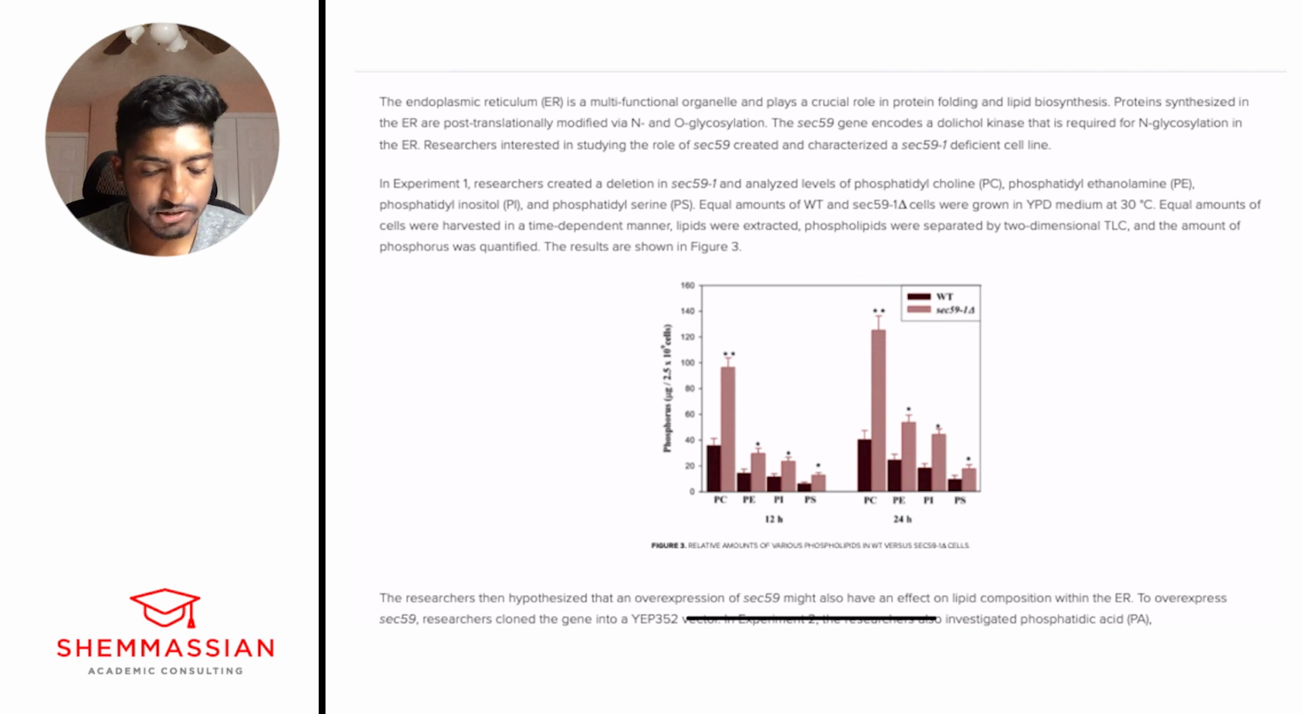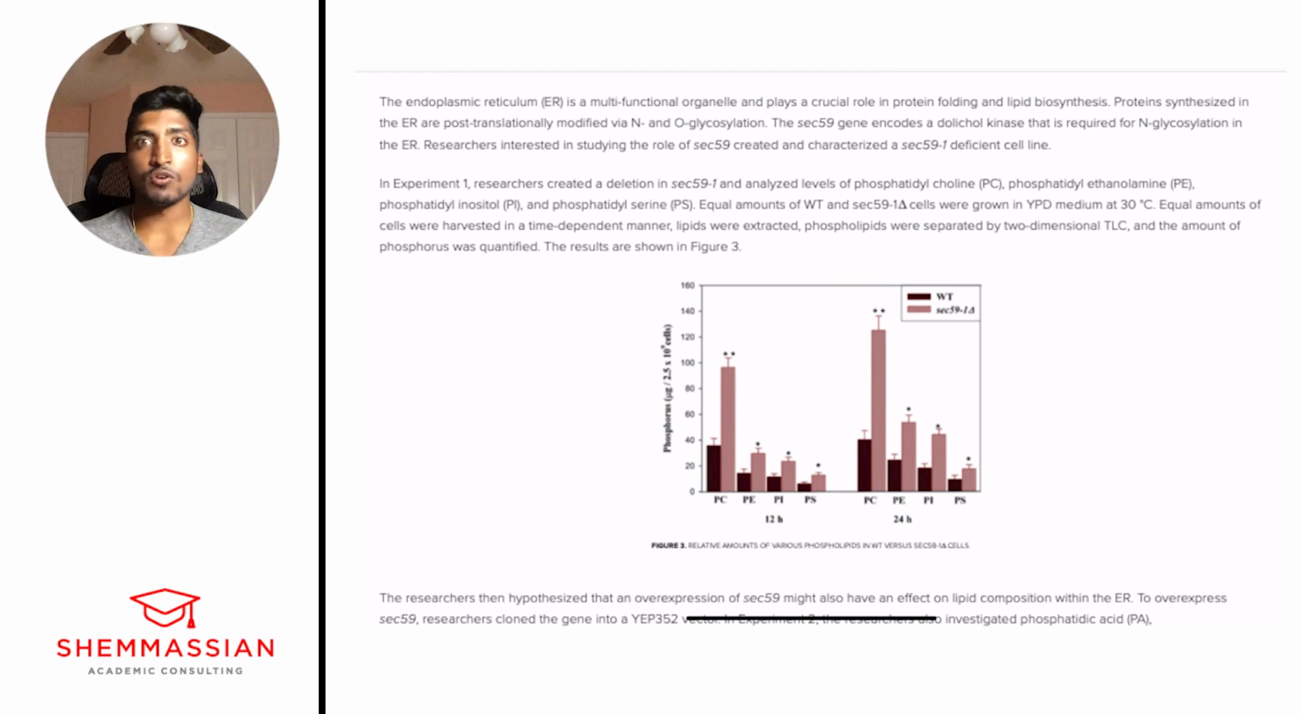The endoplasmic reticulum, ER, is a multifunctional organelle and plays a crucial role in protein folding and lipid biosynthesis. Proteins synthesized in the ER are post-translationally modified via N and O glycosylation. The SEC59 gene encodes a dolichol kinase that is required for N-glycosylation in the ER. Researchers are interested in studying the role of SEC59 and created and characterized a SEC59-1 deficient cell line.